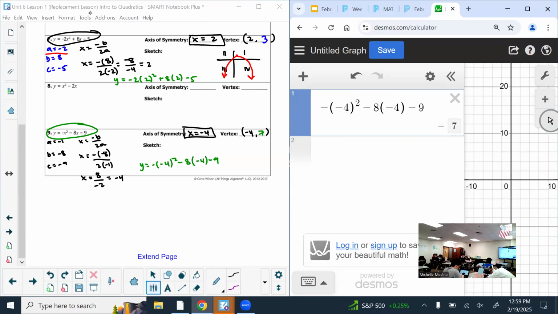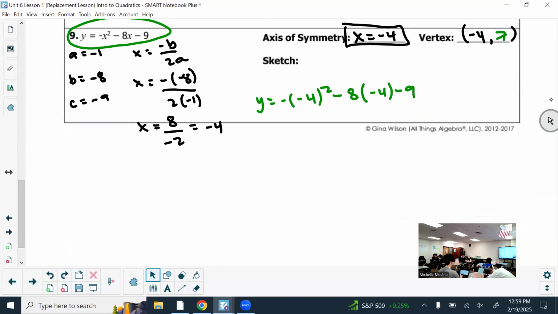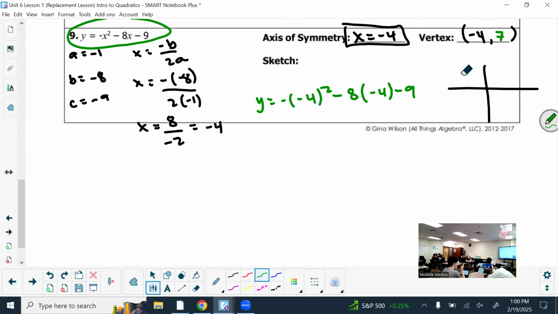So now for the sketch, what quadrant would the vertex go in for -4, 7? I'm gonna make this look more like a 7. Good. Would be, if I was estimating, something like this. And based on my equation, my A, does it open up or down? Down. Okay, great. Because A is negative.